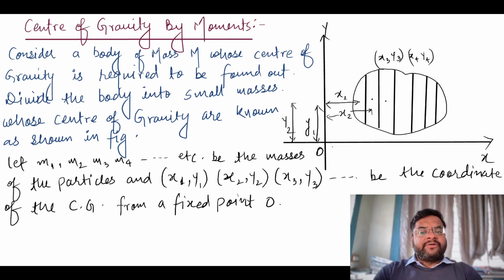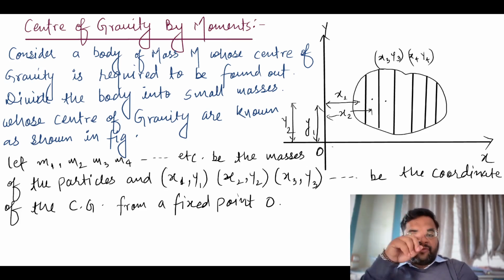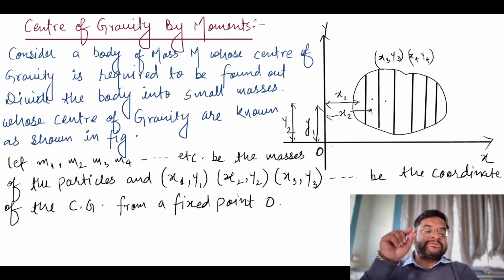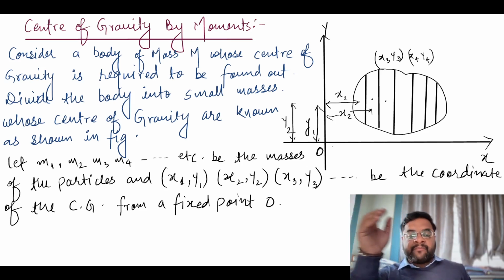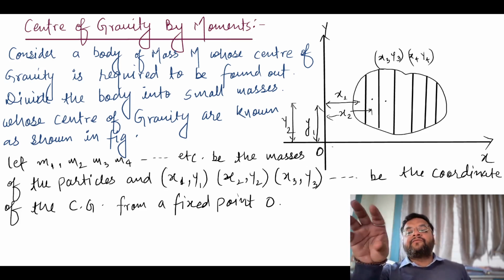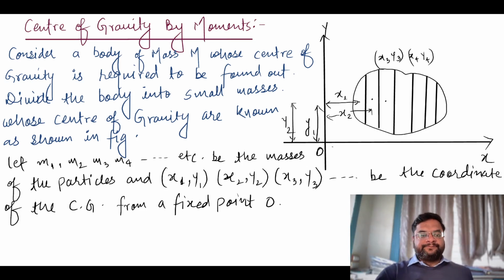Next point is center of gravity by moments, the second method. Consider a figure like this, of mass m, whose center of gravity is required to be found out. Divide the body into small masses whose centers of gravity are known. As shown in the figure, let m1, m2, m3, m4 and so on be the masses of the particles and x1, y1, x2, y2, x3, y3 be the coordinates of the centers of gravity from the fixed point O. Like in this figure we can see.